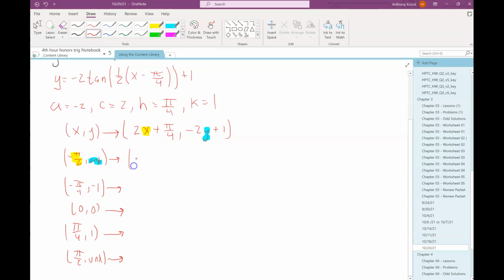So when I do that, I get -3 pi over 4. And no matter what you do to undefined, it stays undefined. And then let's see, I have -1 pi over 4. And then that becomes 3. And we have pi over 4 and 1. And we have 3 pi over 4 and -1. And 5 pi over 4 undefined. So far, so good.